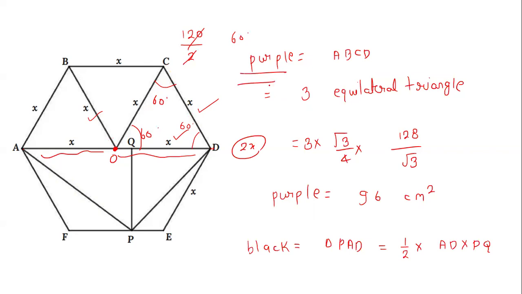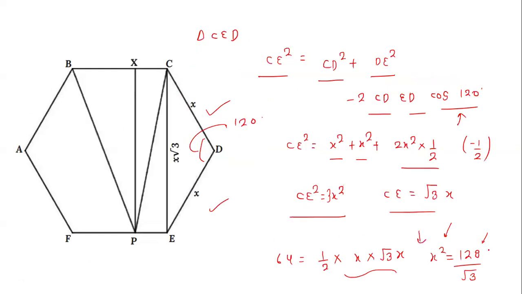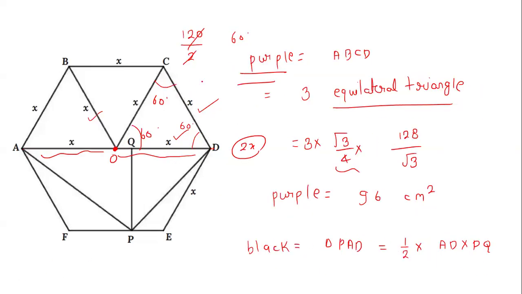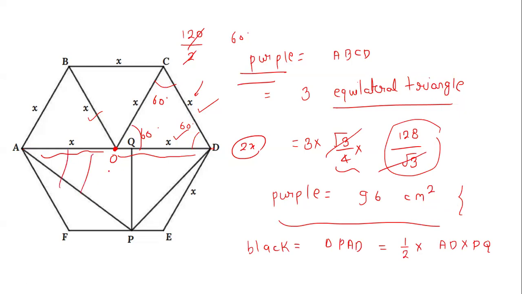So we can write the purple area as 3 times the equilateral triangle area, and one equilateral triangle area is root 3 by 4 times its side square. In the previous calculation we calculated the value of x square as 128 by root 3, and x is the side of this, so we can put x square as 128 by root 3. From here it will cancel, and finally the purple area will become 96 centimeter square. So now our final goal is to find the black area, this area, then we can easily find our final blue area.